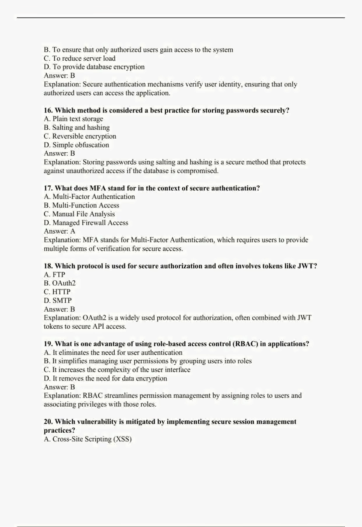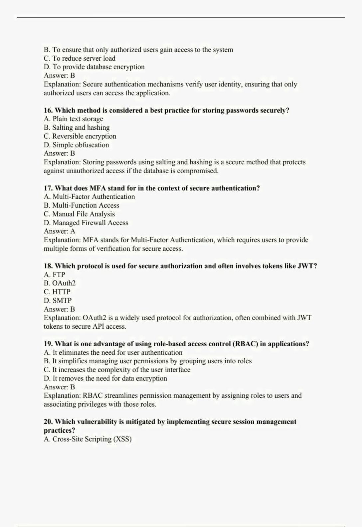18. Which protocol is used for secure authorization and often involves tokens like JWT? A. FTP. B. OAuth 2. C. HTTP. D. SMTP. Answer: B. Explanation: OAuth 2 is a widely used protocol for authorization, often combined with JWT tokens to secure API access.